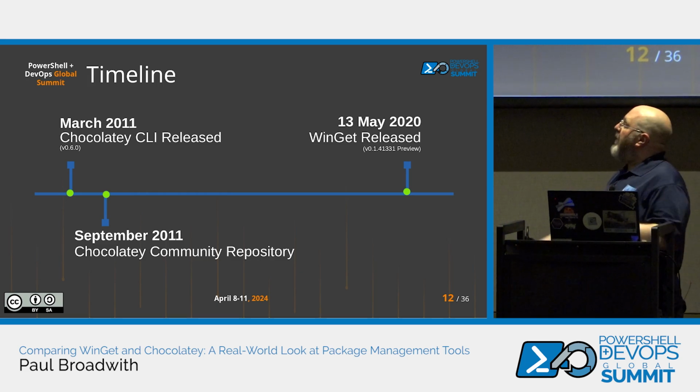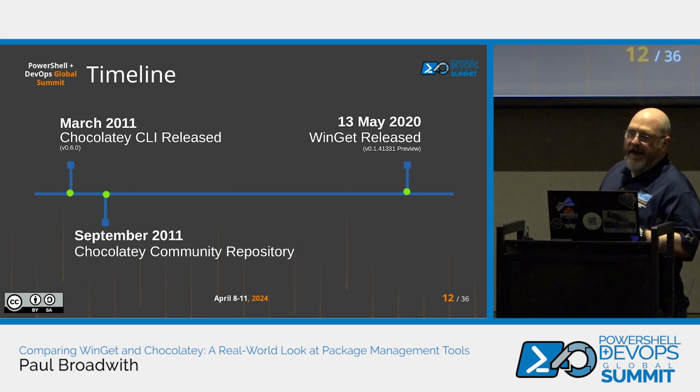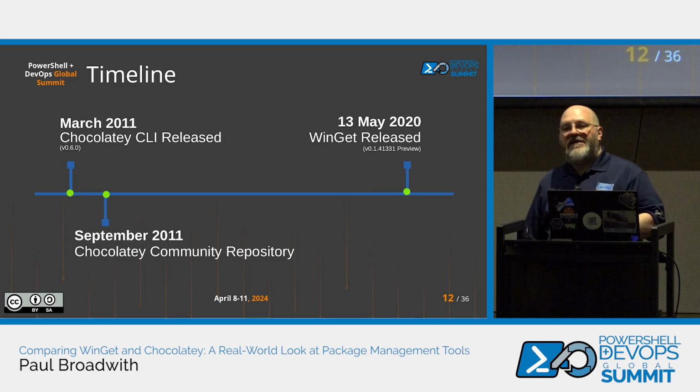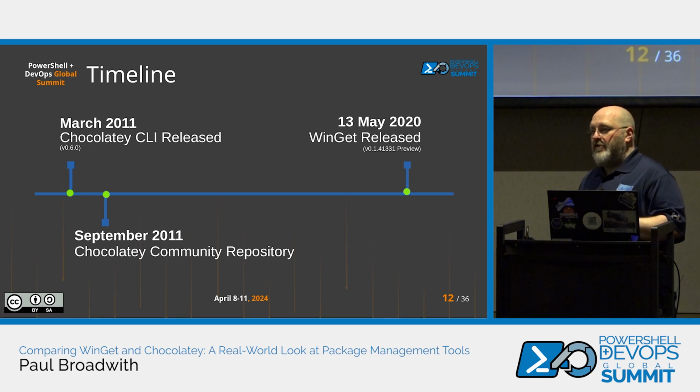And then September 2011, you had a Chocolatey community repository where you got all the packages from, okay? So the first thing to note there is when I talk to people about Chocolatey CLI or Chocolatey products, they don't realize that Chocolatey has been around for 13 years. It's not a flash in the pan. It didn't happen last week. It's been around for 13 years, okay?